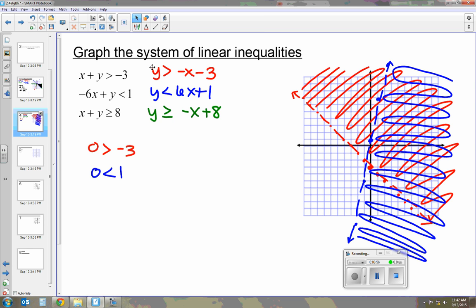All right, now let's do our green inequality. Positive 8 is our y-intercept. 1, 2, 3, 4, 5, 6, 7, 8. And a negative slope of 1. And that is going to be a solid line.